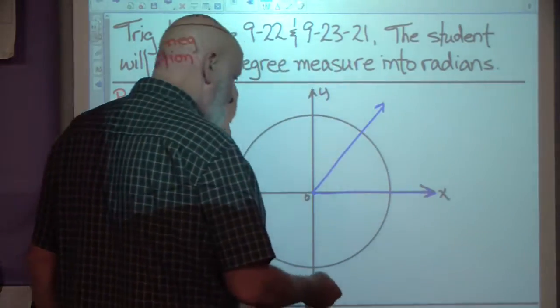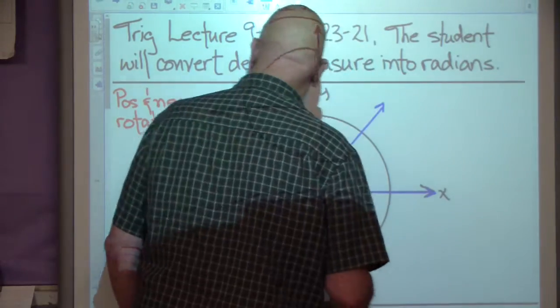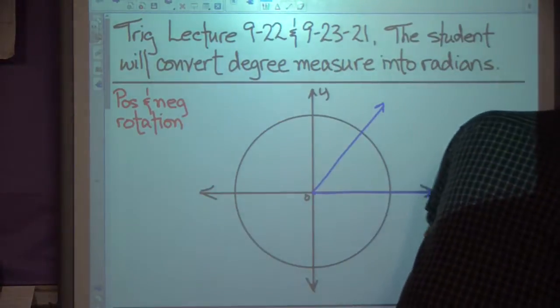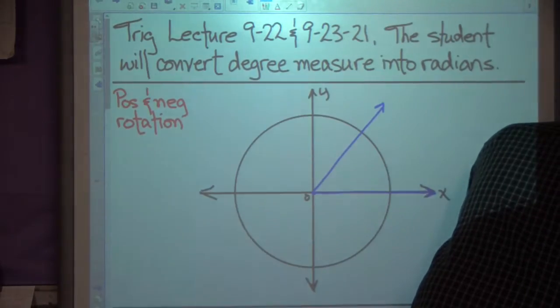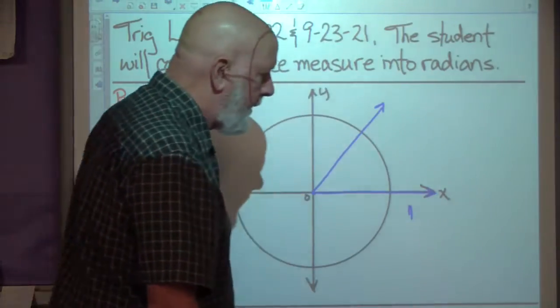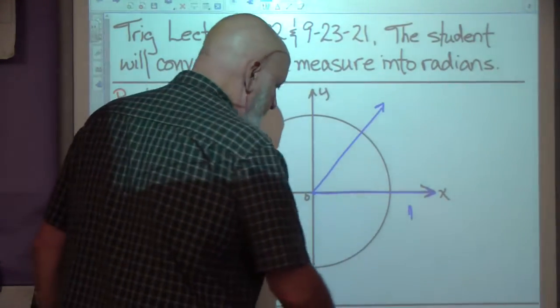Oh, my board doesn't seem to be responding. Let me see if it went into non-operational mode on me. Let me see if I can fix that. Let's see, that should work.